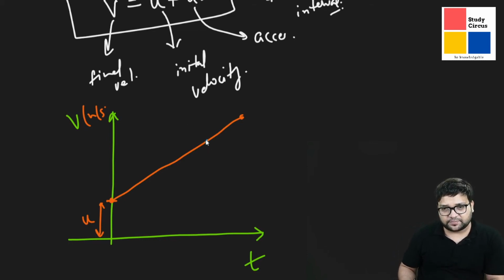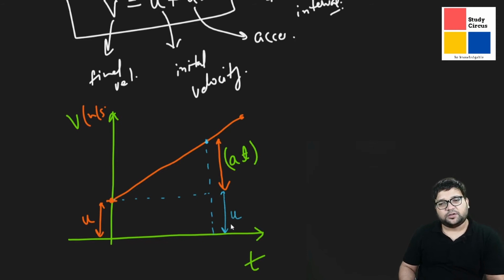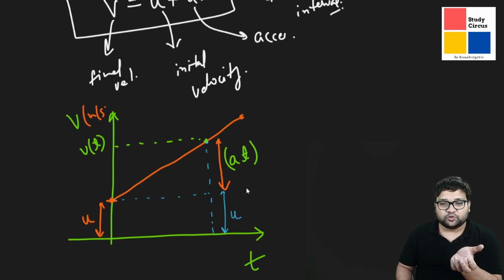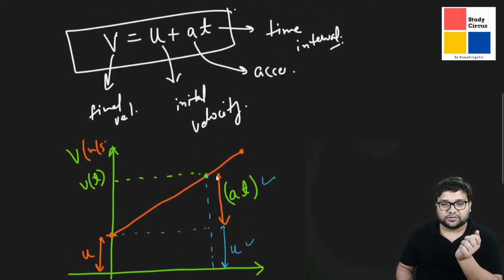At any time, what is the velocity going to be? This is u only, right? And this is the change, this is the at part. U plus at is the velocity at any given point, at any given time t, v at t, that is u plus at. U plus at is the total velocity.